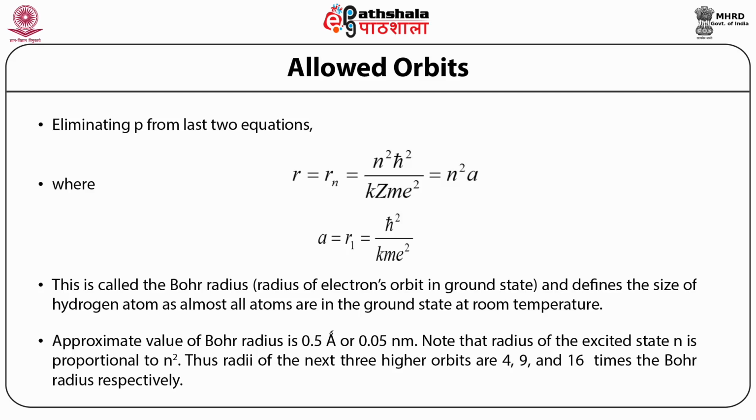It is important to note from the first of these equations that the radius of an orbit is proportional to n squared. If the radius of the first orbit is a, then the second orbit should be 4a, the third orbit should be 9a, and then 16a, like that. So these are the allowed radii of electrons in a hydrogen atom, that is, the radius of the electron in the ground state and the various excited states.